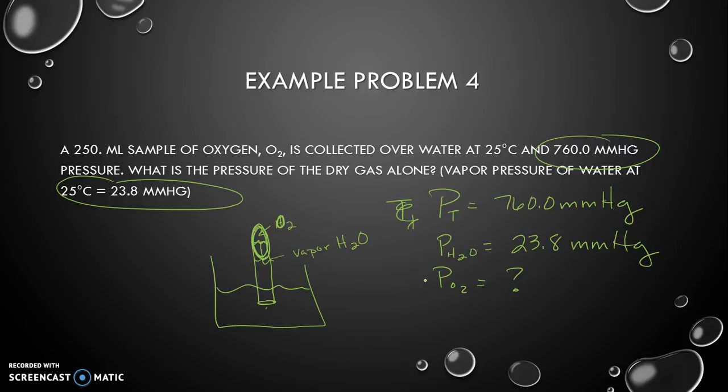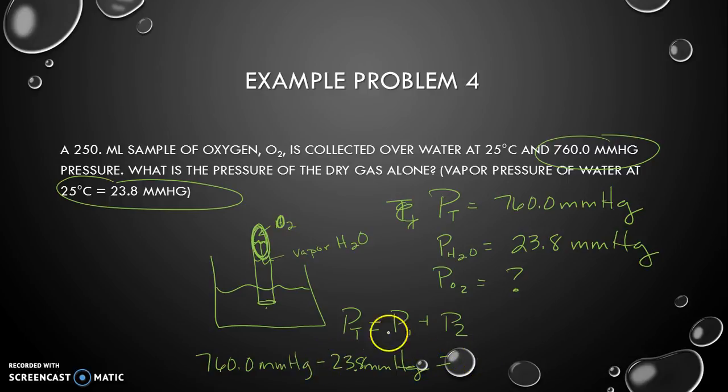But we know that we have total pressure, we have oxygen, and we have water. And that's all we have in here. So if we were to use that, PT, total pressure, is equal to the pressure of the first gas plus the pressure of the second gas. All we have to do is plug in for those, right? So we plug it in. We've got 760 minus 23.8 millimeters mercury.